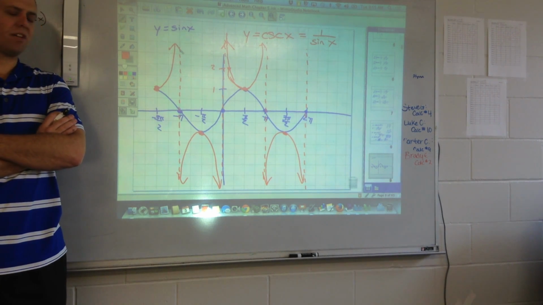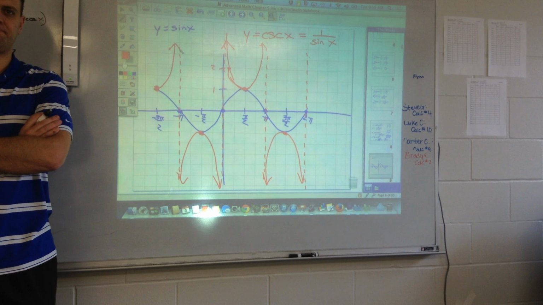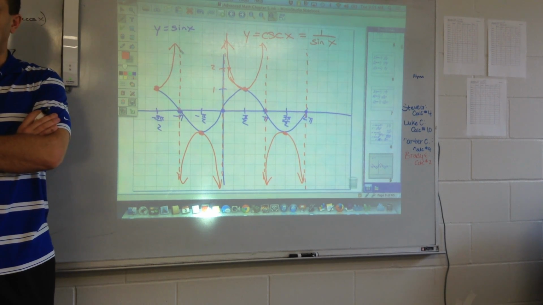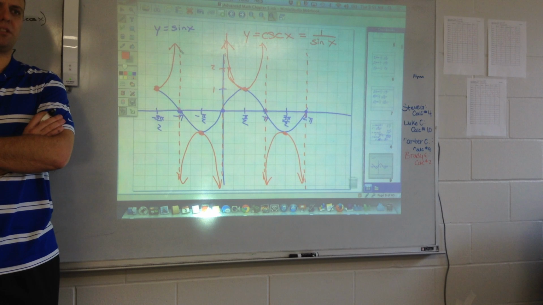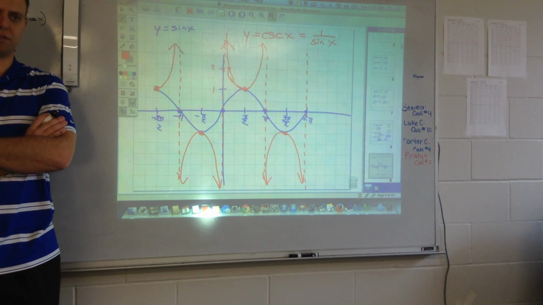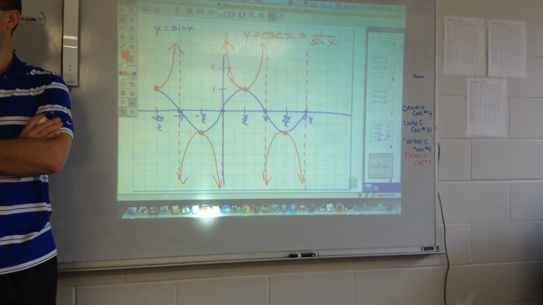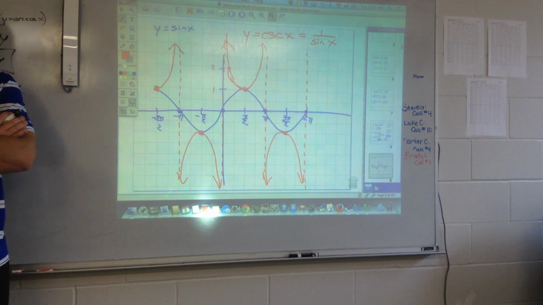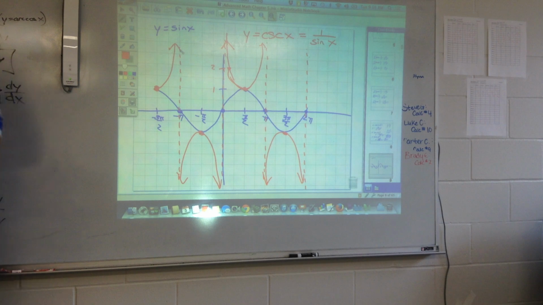Whenever I graph a cosecant function, I think I would say this every single time, even if they made it really complicated. I would probably change it to sine and graph that first. I would almost always change it to sine and lightly graph that one first, because once I have the sine one graphed, the cosecant is really simple.